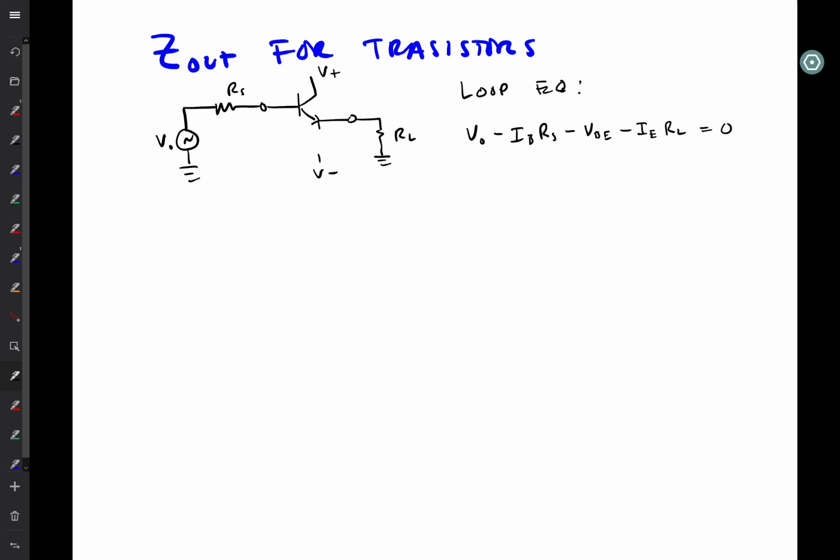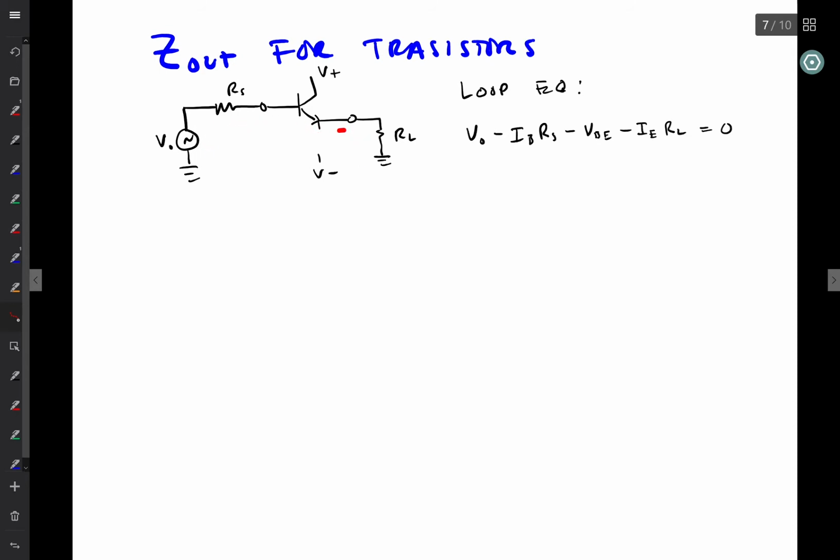Okay, we are continuing our discussion of impedance and its relationship to transistor amps. We just have derived the input impedance for a simple transistor amp, and now I'm going to do the same thing for the output impedance. So here is my loop equation that I have established earlier. This essentially is the voltage following this loop around.